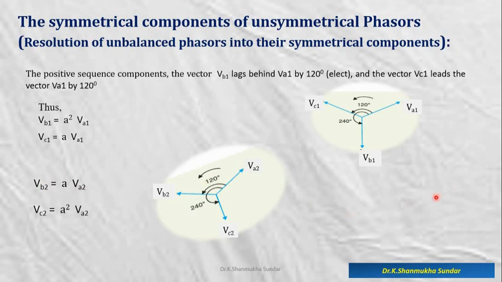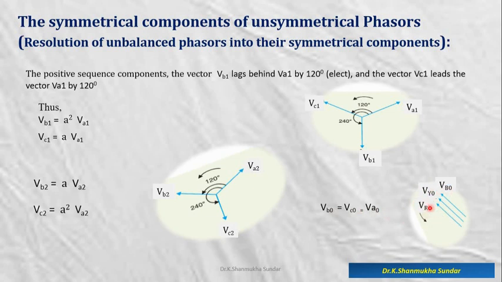Now similarly, can you guess for zero sequence components? Because there is no phase displacement between the vectors, that is, the 3 vectors are all in phase, isn't it? So in such cases, what is the value of these zero sequence values? Please consider this one as A, B, C. Now all these values are equal. That is VB0 is equal to VC0 is equal to VA0.